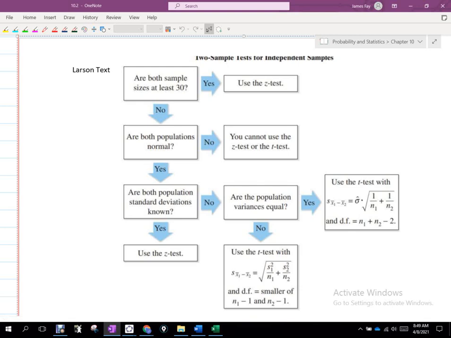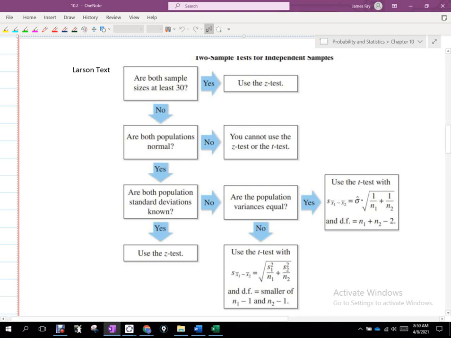Okay? So the first one says, are both sizes at least 30? Okay? If they're both at least 30, so we'll answer that yes, we can use the z-test, which we talked about in 10.1 for the last 3 days. Okay? If they're not, we're going to ask, are the populations normal? If they are not normal, then you can't do the z-test or the t-test. Okay? Because those tests are based on normality. Okay?